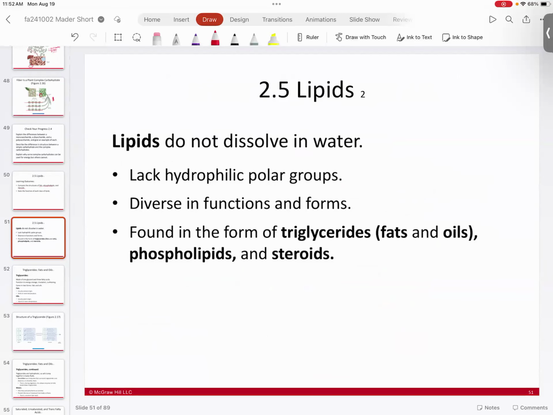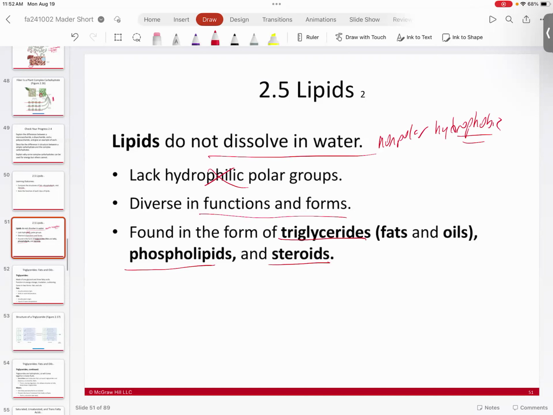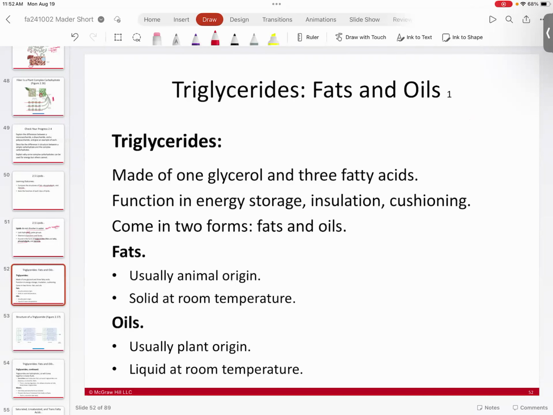So first of all, lipids do not dissolve in water. That means they're nonpolar, and that also means they are hydrophobic in nature, like oil, okay? So they don't have any hydrophilic groups. There are a lot of different types. You have triglycerides, which are fats and oils, phospholipids, which are important, and steroids, which are important. We'll take a look at each one of these in just a second.